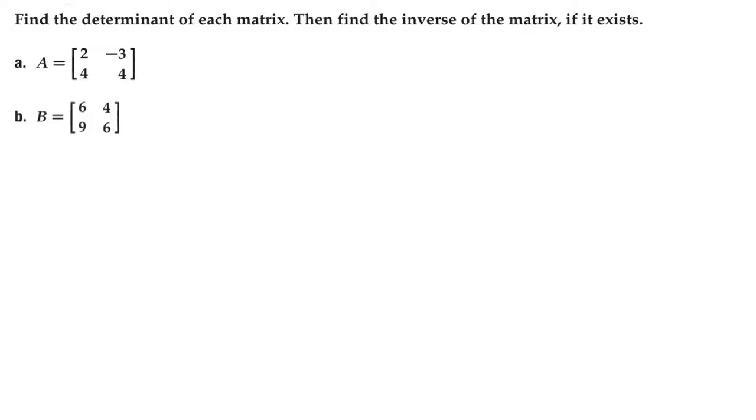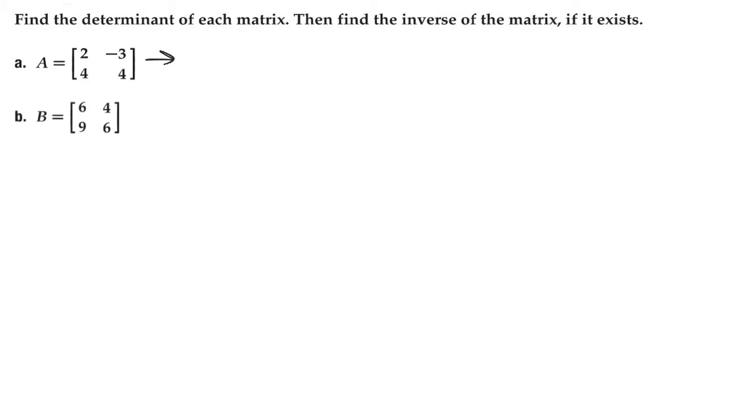All right, now we are looking at 2 examples. So we need to find the determinant, and then we need to go ahead and find the inverse if it exists. Now it doesn't exist if the determinant equals 0. So let's go ahead and take a peek.